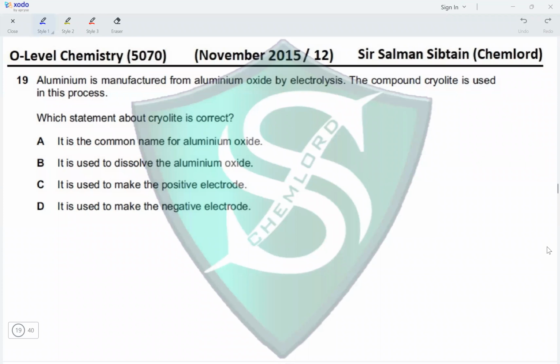Question 19. Aluminum is manufactured from aluminum oxide by electrolysis. The compound cryolite is used in this process. Which statement about cryolite is correct? It is a common name for aluminum oxide. No, the common name for aluminum oxide is bauxite, not cryolite. It is used to dissolve aluminum oxide. Yes, cryolite is used to dissolve aluminum oxide in order to lower its melting point. Next, it is used to make the positive electrode. No, carbon is used to make the positive and the negative electrode. It is used to make the negative electrode. No, carbon is. Therefore, the correct option for this question is option B.